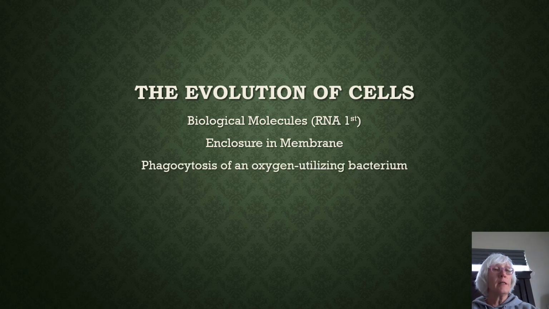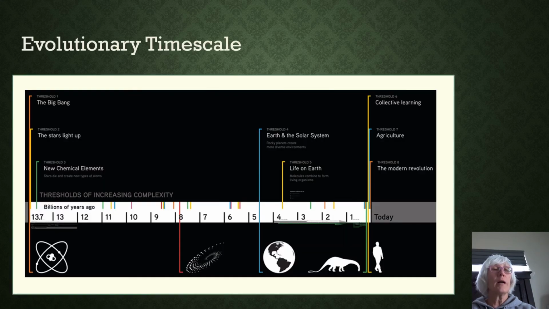And then finally, in order to develop eukaryotic cells, remember eukaryotic cells are those like we have that contain a nucleus, it was necessary to develop organelles, and the first organelle thought to arise was mitochondria, and the development of mitochondria resulted from the phagocytosis of an oxygen-utilizing bacterium. We're going to talk about each of these steps now briefly. Let's start, however, by looking at an evolutionary timescale.